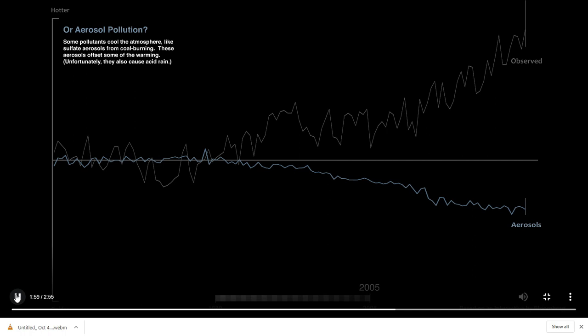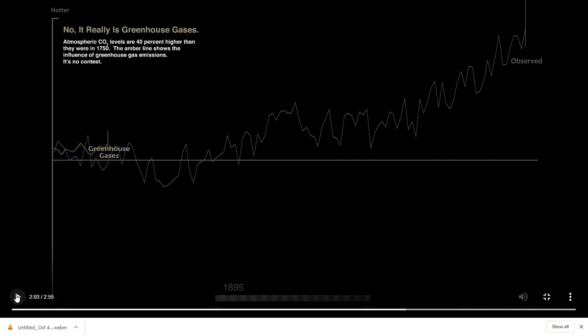Atmospheric CO2 levels are 40% higher than they were in 1750. The amber line shows the influence of greenhouse gas emissions. No contest. So watch this graph. It's right there.